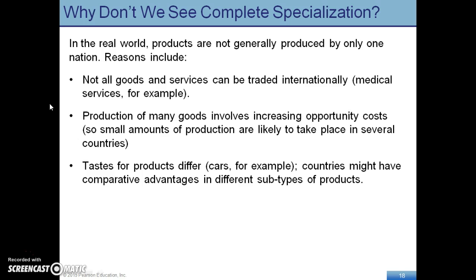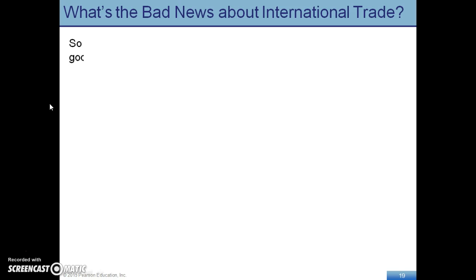Now, tastes for products differ. Countries might have comparative advantage in different subtypes of products, but they might not want to produce those products. So they're going to get them from other countries. That's the key.